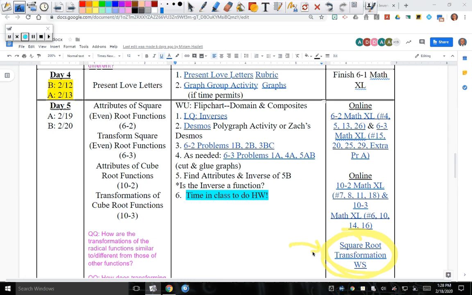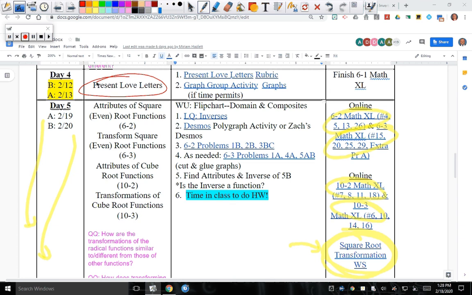All of this, there's like 4 to 5 problems here, 4 to 5 problems here, 4 to 5, and 4 to 5. So it's like 20 problems plus that worksheet that you have a whole week to do, okay? Make sure that you know that. For B Day, it's on the Monday. For A Day, it's this Friday, okay? And just one more reminder, yes, the next time I see you, we'll be presenting the love letters in class.